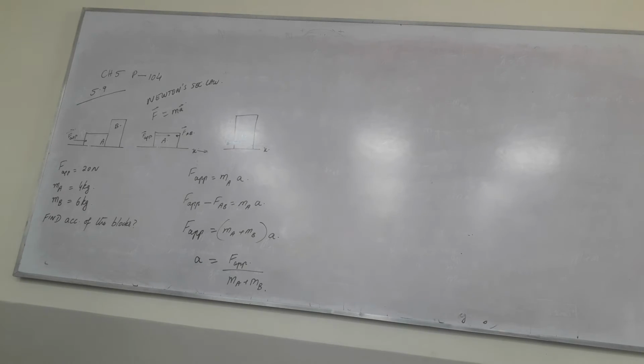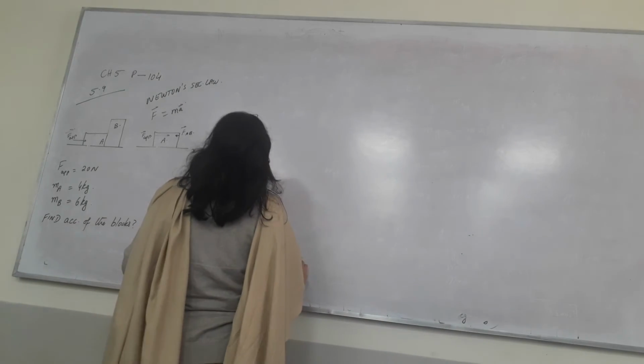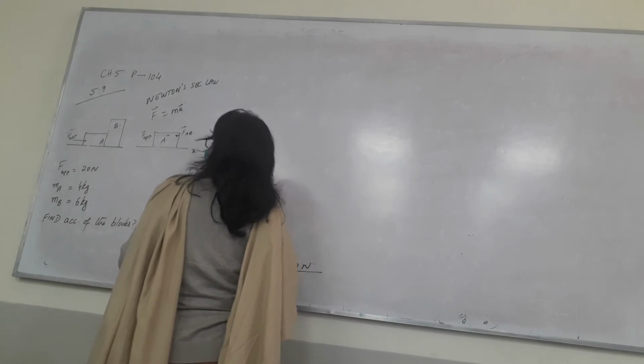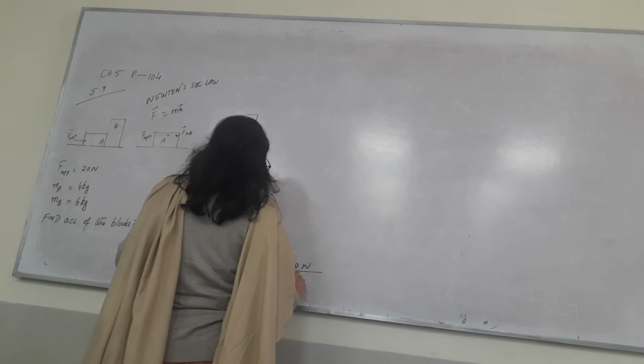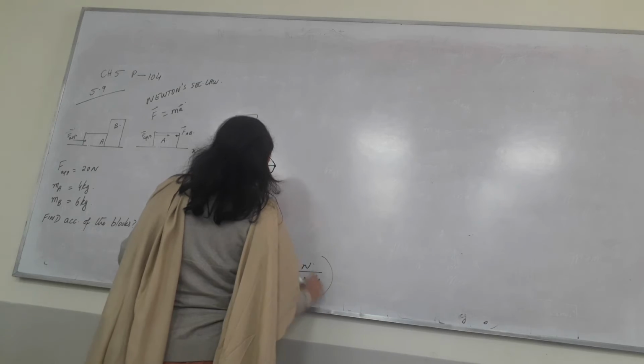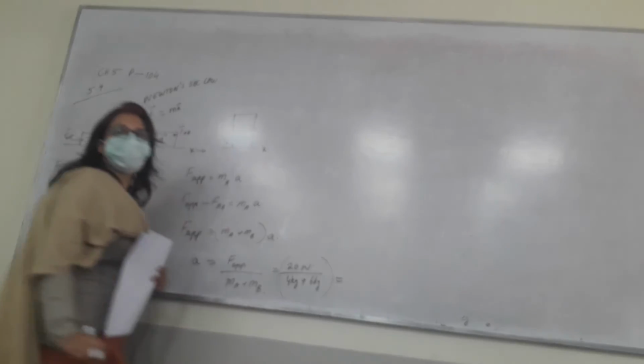Okay. Now we can substitute the values. We have F applied, which is 20 newtons, divided by M_A plus M_B, which is 4 kg plus 6 kg, and you will get your answer.